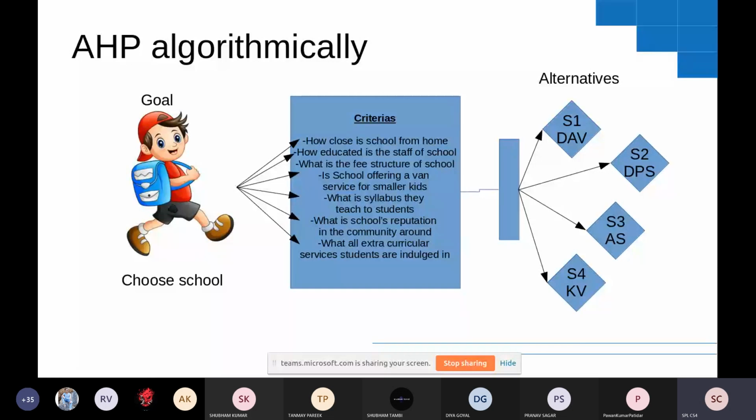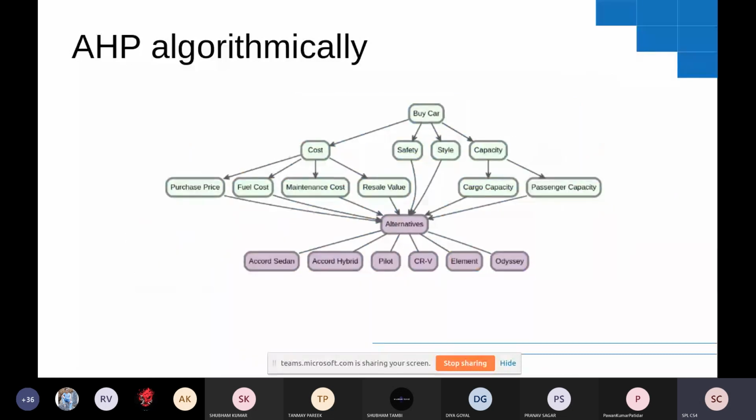What's their reputation? How much are they paying their staff? How educated is the staff? Are van services there or not? So all these different criteria and alternatives help us reach some final decision, and our goal is to choose that school. Let's take another example of buying a car, which I guess most of us could relate to. Buying a car could be another goal in hand.